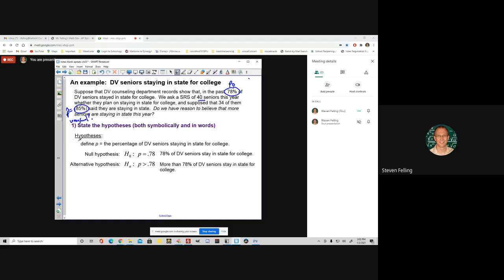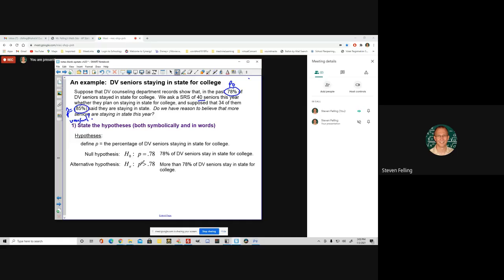Okay, so the way we'd write this up first is we'd state the hypotheses. And I'm going to ask you to do this both symbolically and in words. I'll show you what I mean. And we'll always define symbols too. So we'll define the symbol p to be the percentage of DV seniors that are staying in state for college. That's a proportion. Okay, and so the null hypothesis, which you don't have to write the words null hypothesis, but H0, is going to be that the percentage of people staying in state is 78%.